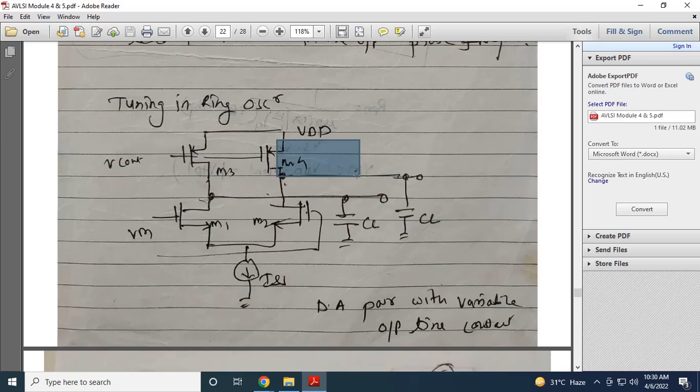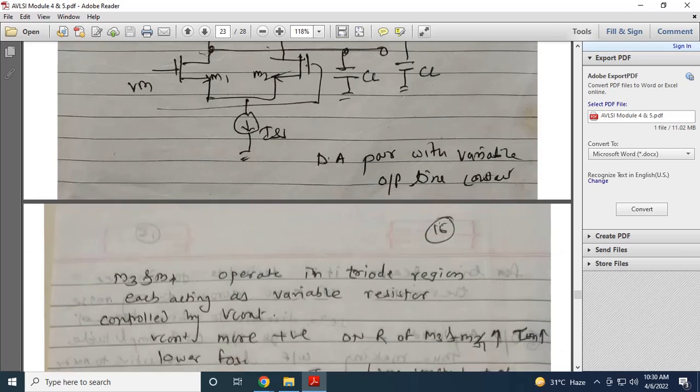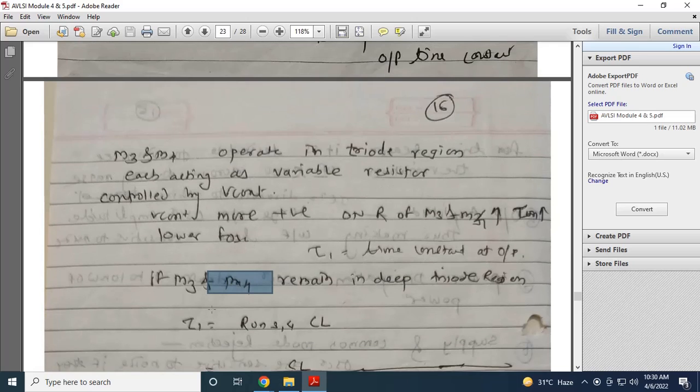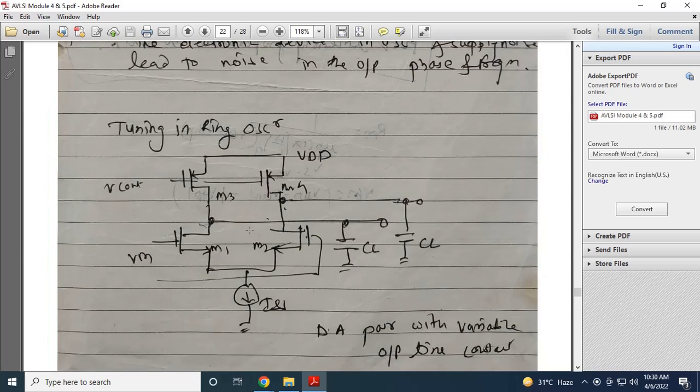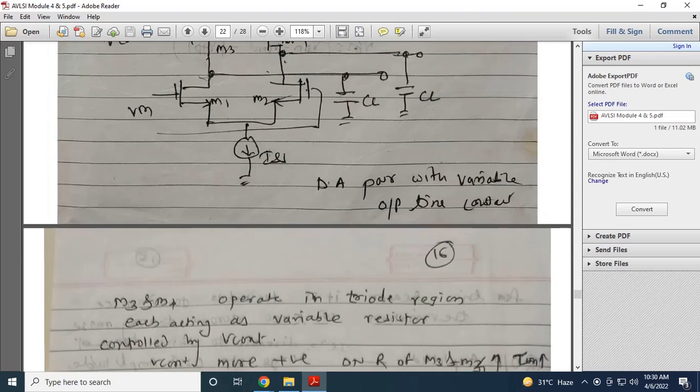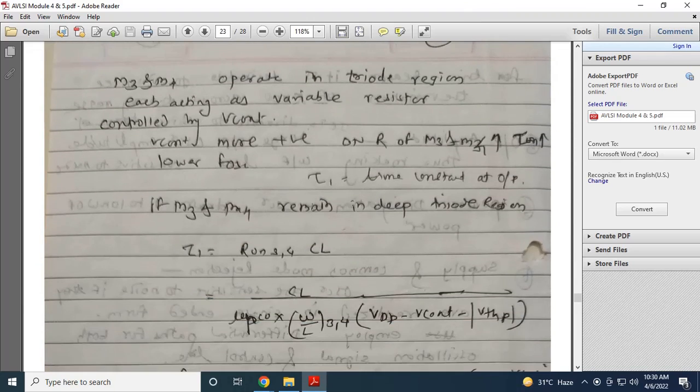The time constant is equal to T equals R into C. So R will increase, which increases the time constant, or decreases the frequency, because frequency is inversely proportional to the time constant. If transistors M3 and M4 are operated in the deep triode region, the time constant is given by R_on of 3 or 4 multiplied by C_L. So in this case, R is R_on of transistor 3 and 4, multiplied by C_L.